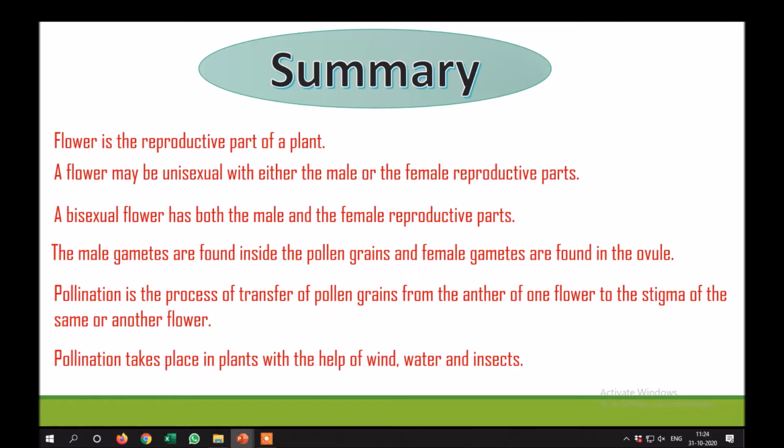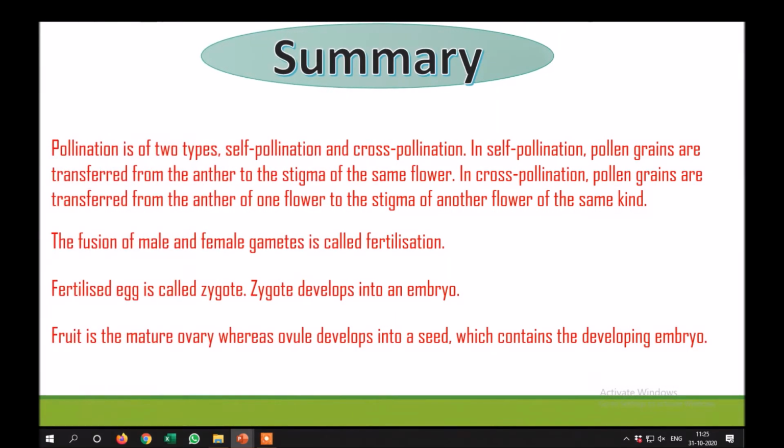Pollination is the process of transfer of pollen grains from the anther of one flower to the stigma of the same or another flower. Pollination takes place in plants with the help of wind, water, and insects. Pollination is of two types, self-pollination and cross-pollination.